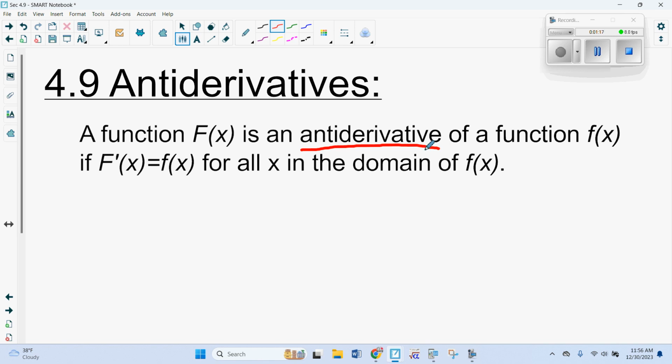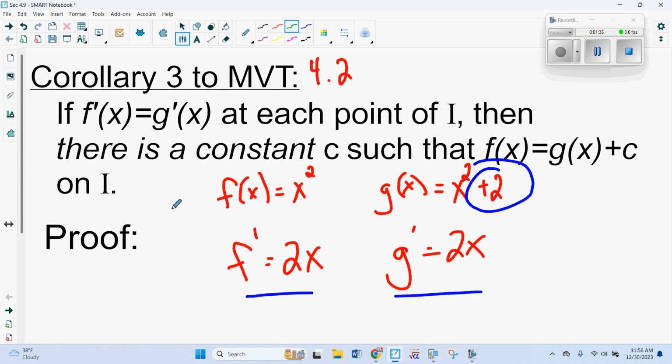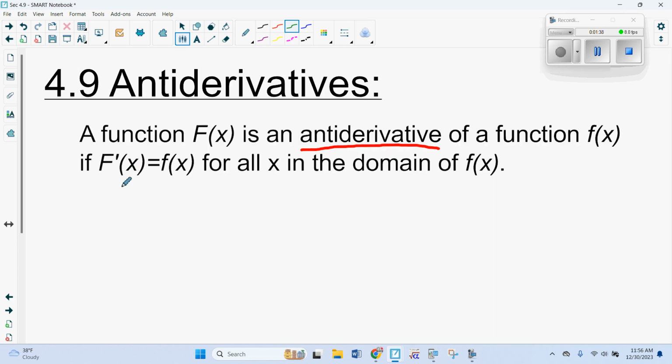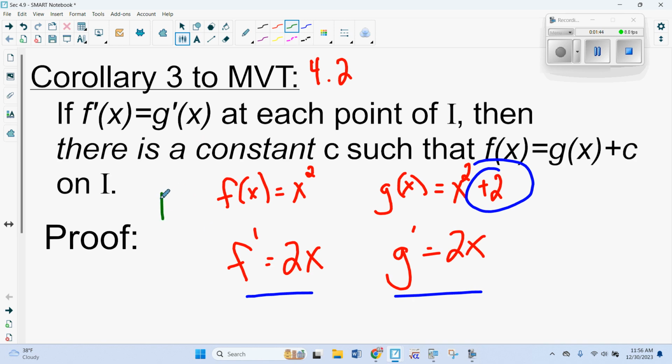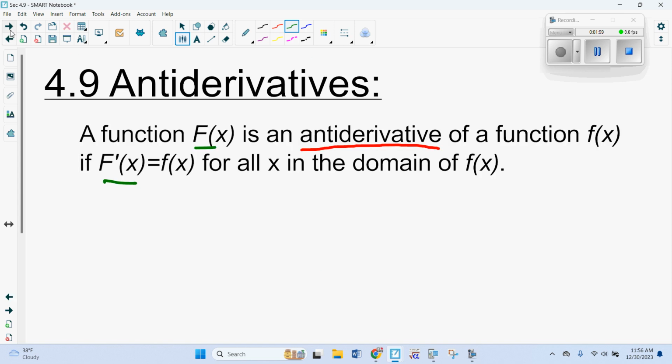So a function F, notice this is a capital F, is an antiderivative of a function f of x, lowercase f, if the derivative of the capital F equals the lowercase f, for all x in the domain of f of x. So in the case we just looked at, so we understand the notation, we are calling the thing we take the derivative of our capital F. So back here, this would be our capital F, and then the derivative of that would be our f of x. That's kind of all the notation means. So let's look at what this means.